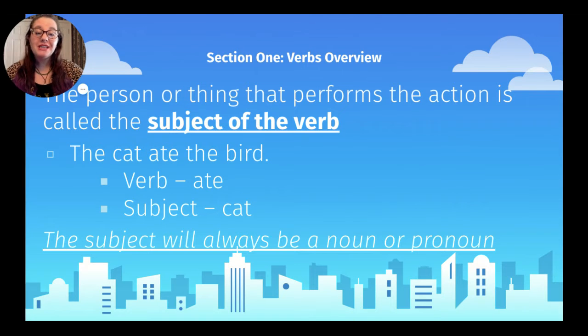The person or thing that performs the action in a sentence is called the subject of the verb. So in the sentence, the cat ate the bird, our verb is ate, and our subject is cat. The subject in English will always be a noun or a pronoun.